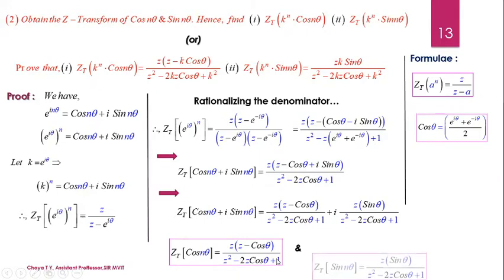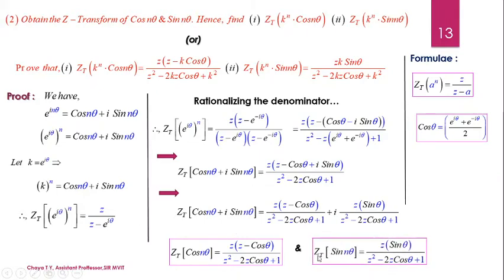Then similarly consider the imaginary part. So the imaginary part from both LHS and RHS is the Z transform of sin n theta, which equals, on the RHS, Z sin theta divided by Z square minus 2Z cos theta plus 1. So this is our first stage, or first step, in obtaining the Z transform. Now what is the next step?